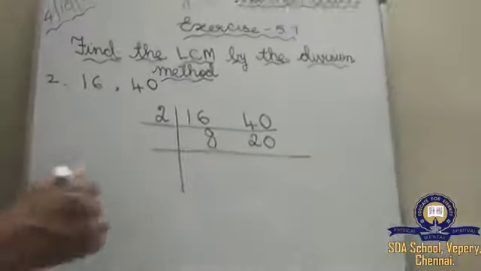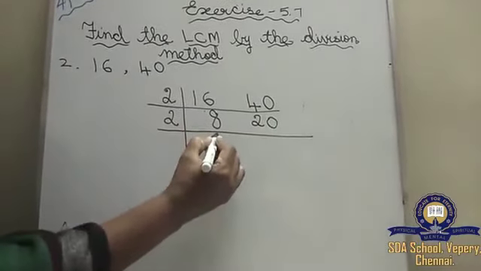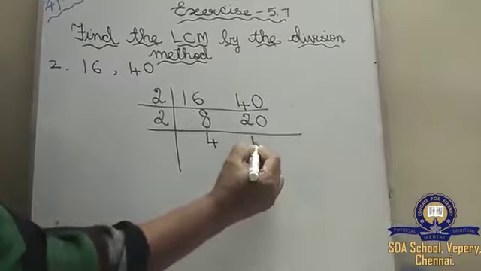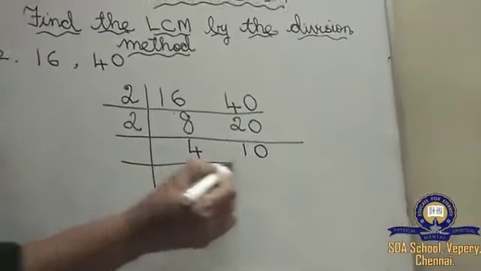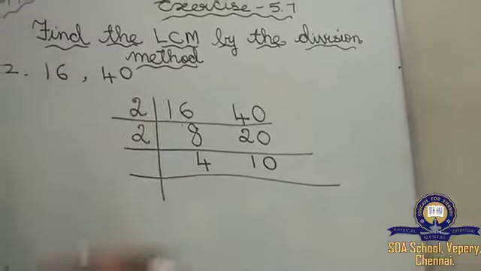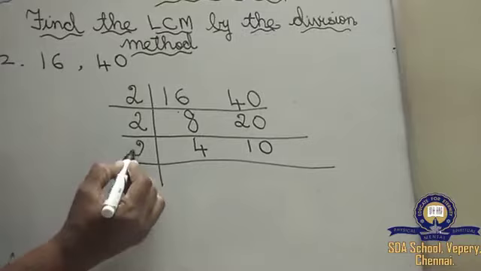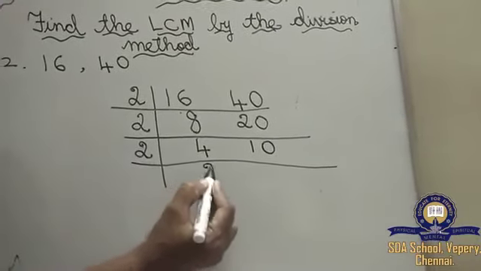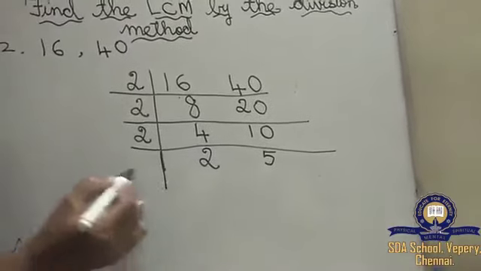And then 8 and 20 go in what table, children? Again it goes in 2 table. 4 2s are 8, 10 2s are 20. Okay children, and then till the prime number you have to do the sum. Again 4 and 10 are composite numbers. This also goes in 2 table. So 2 2s are 4, 5 2s are 10.